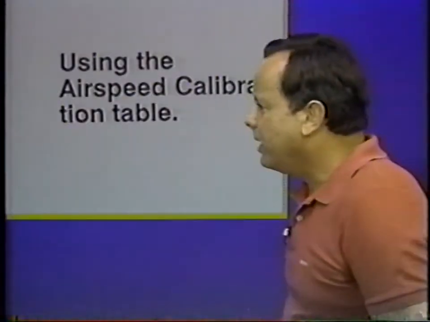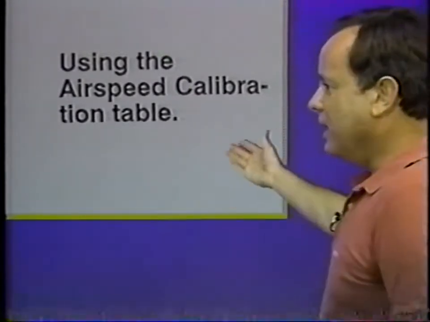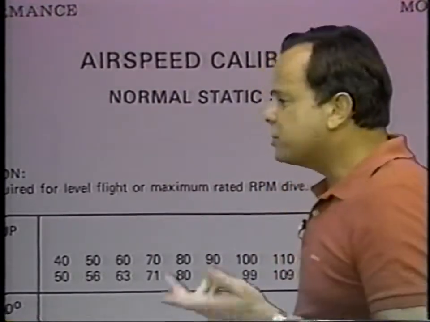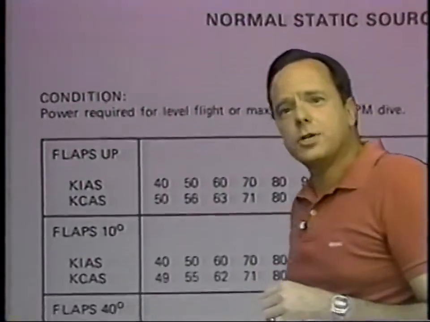Let's talk about another thing the performance section of your pilot's operating handbook talks about, and that is the calibration table between calibrated airspeed and indicated airspeed. And we're going to talk about, of course, using the calibration table. Now, the difference between indicated airspeed and calibrated airspeed is position error. Indicated airspeed is what your airspeed indicator indicates, and calibrated airspeed is what it would indicate if you didn't have either position error from the static source or instrument error also. But we'll talk about position error, and when we're talking about position error, we're talking about the position of the pitot tube, but probably most important, the position of the static source causes most of the differences between indicated airspeed and calibrated airspeed.